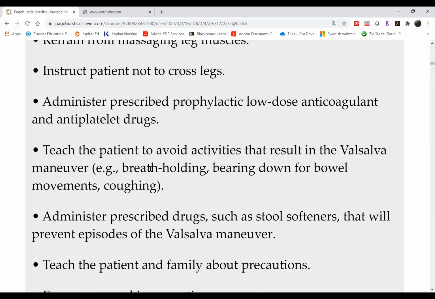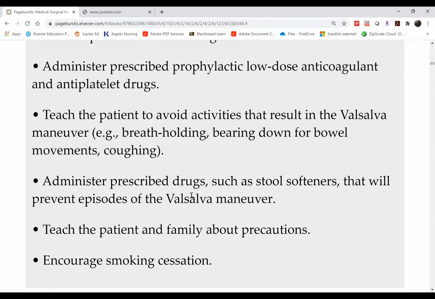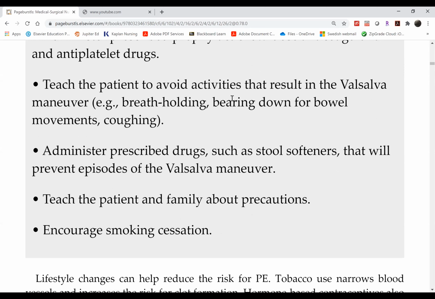And Valsalva maneuvers will increase intrathoracic pressure, which will decrease venous return. You remember the explanation here, Valsalva maneuver. This was discussed in chapter 36, third semester. So if you're bearing down, for instance, or holding your breath, you inhale deeply and then hold your breath. And when you do that, the left and right lungs are hyperinflated for an extended period of time.